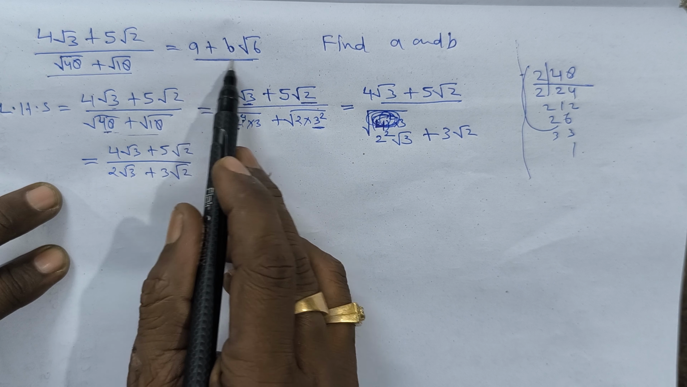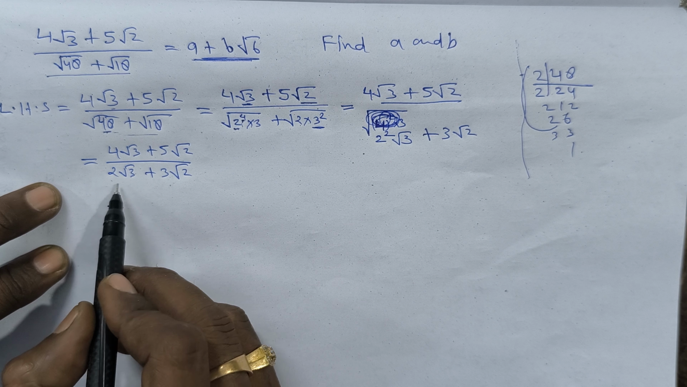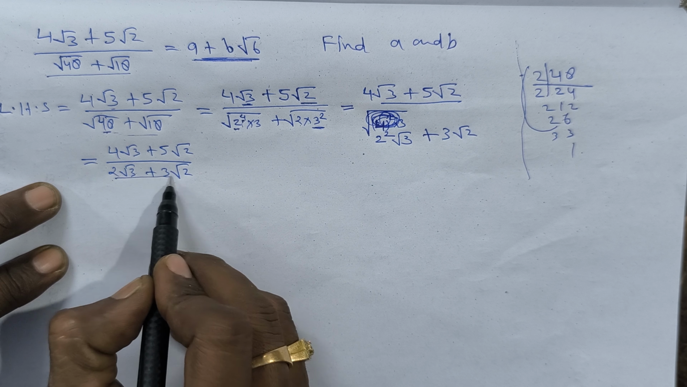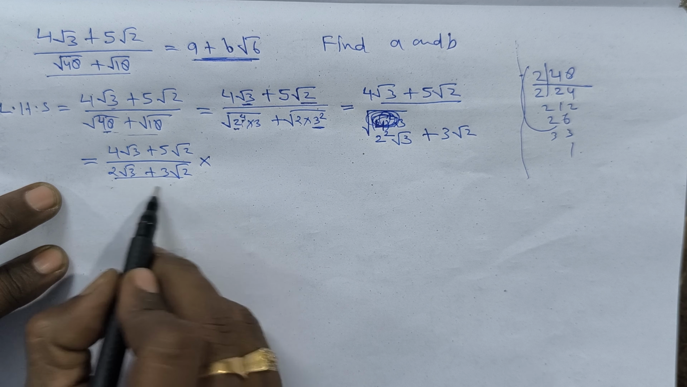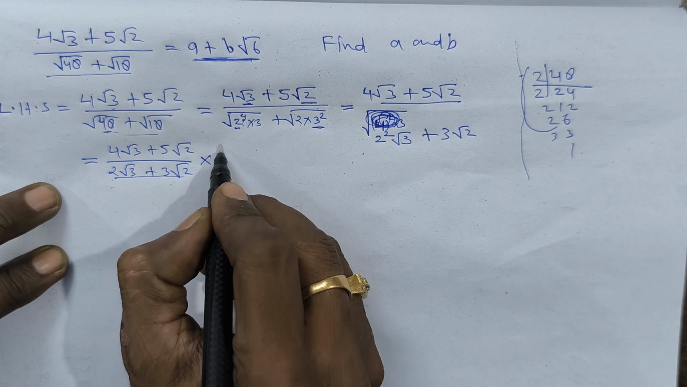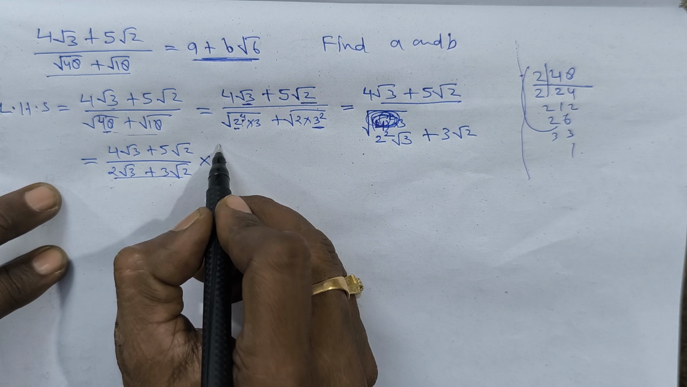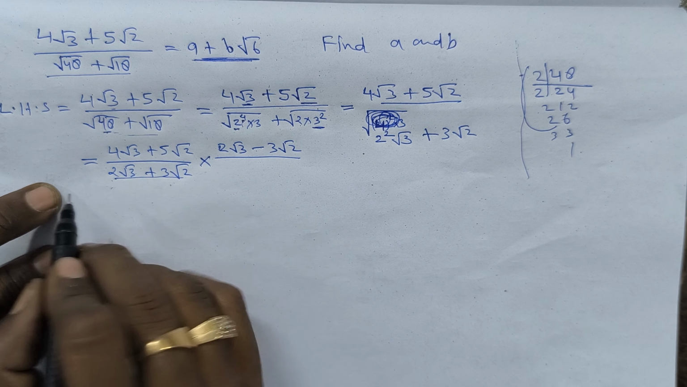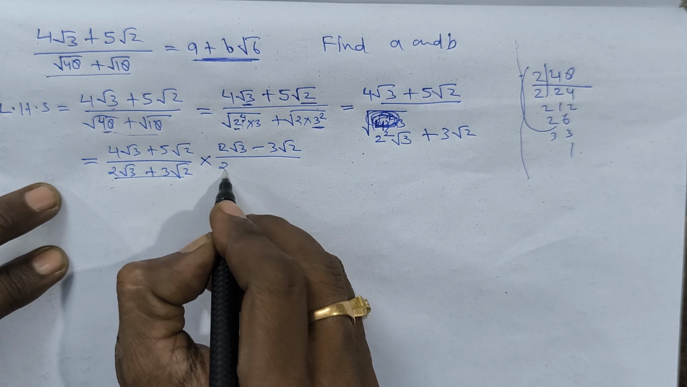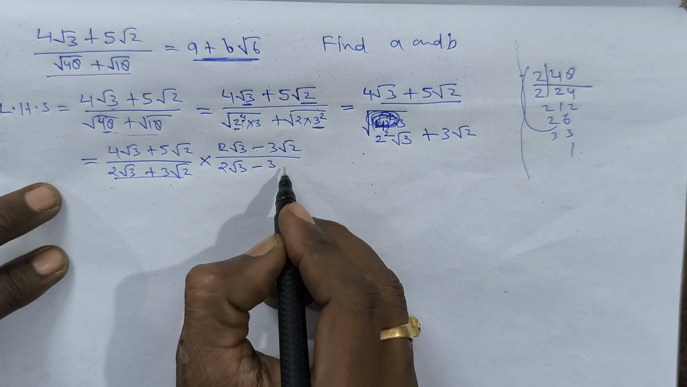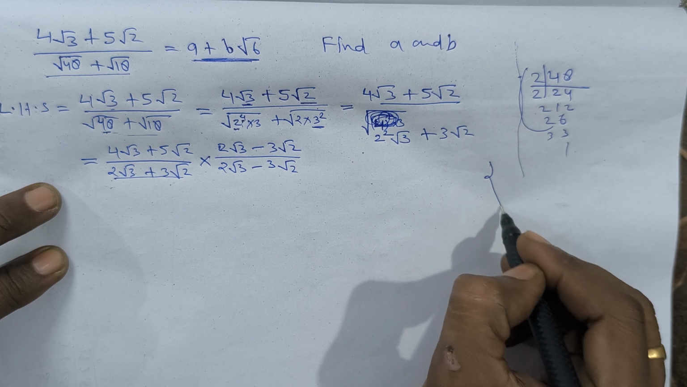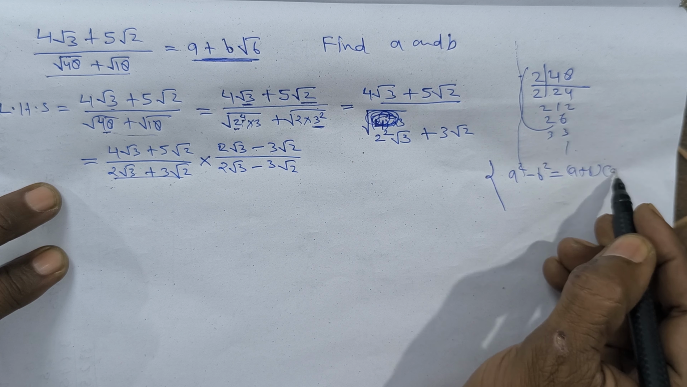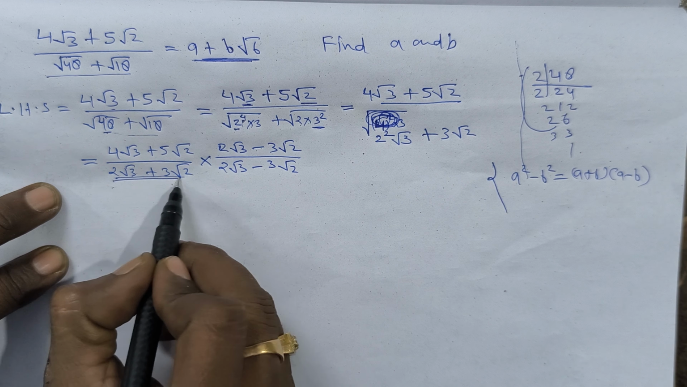Now to make it look like this, we have to rationalize this one. So we need to multiply by 2 root 3 minus 3 root 2, to make it a square minus b square. What is the formula? a square minus b square is equal to (a plus b)(a minus b). So this is a plus b, this is a minus b.